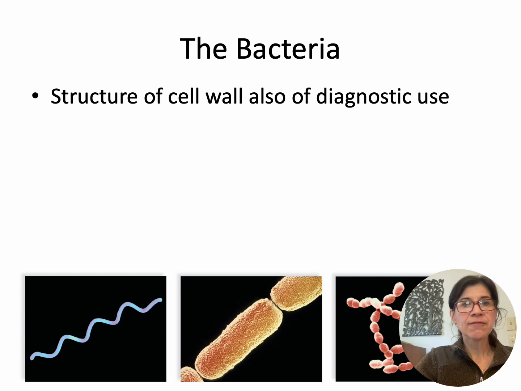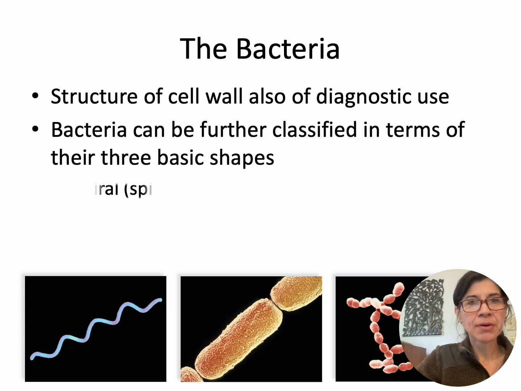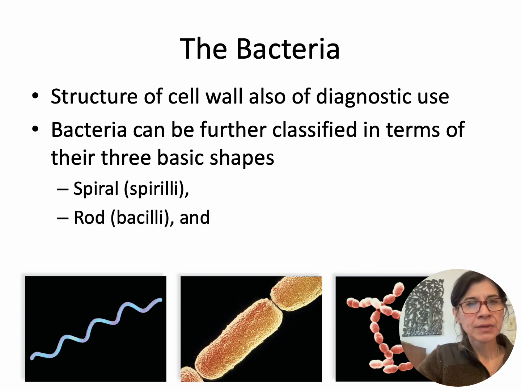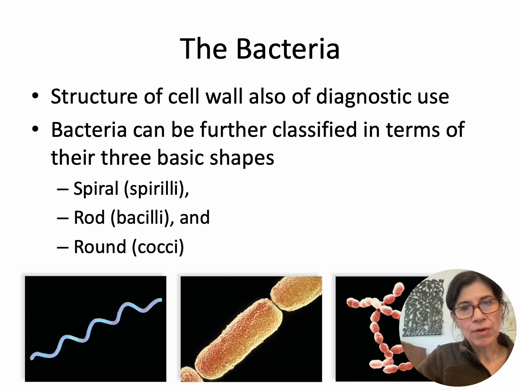Another way that we classify bacteria is by their overall structure, all right? The shape can be the spiral shape. There are many STDs like syphilis that are the spiral shape. We call these spirilli or spirochetes. They can have this rod shape like the one in the middle. E. coli is an example of a rod-shaped one. Or they can have this cocci or round shape. A lot of skin bacteria like staph bacteria are this round shape.